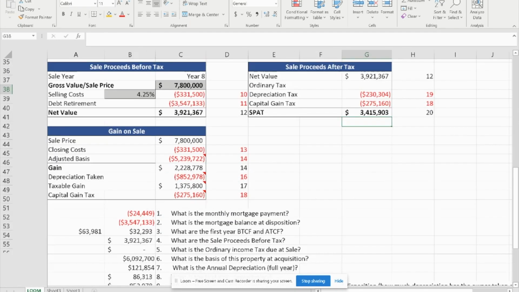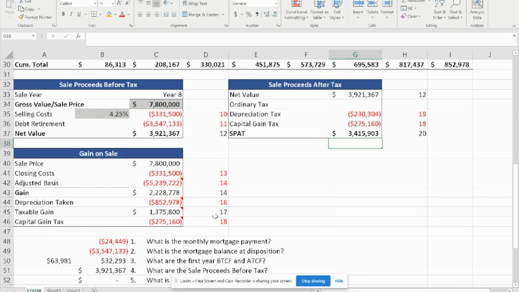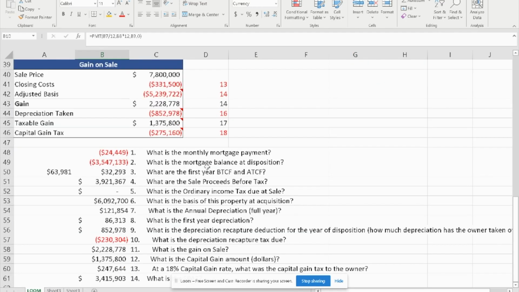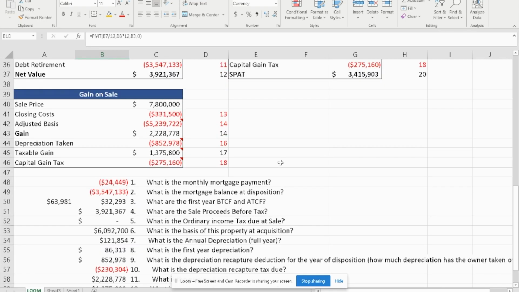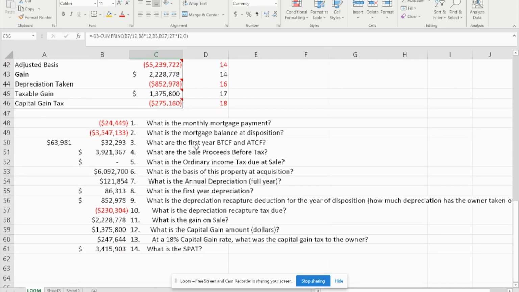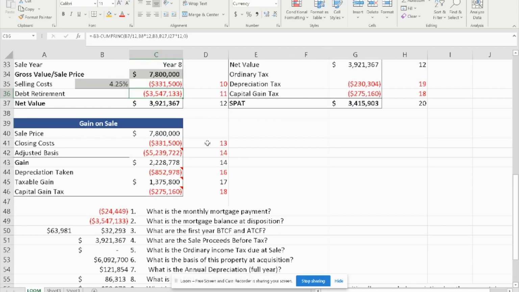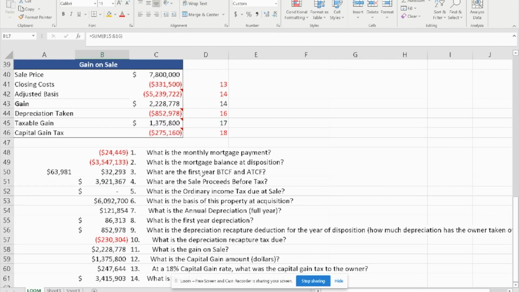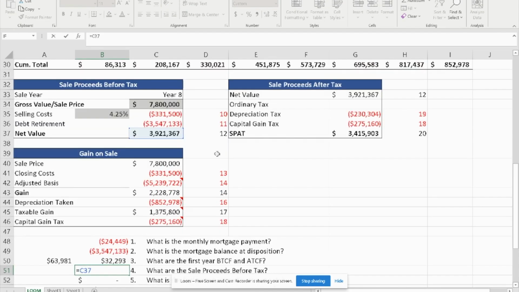So to answer all of the questions that were asked of us, number one is the monthly mortgage payment. That is up here. What is the mortgage balance at disposition? The mortgage balance at disposition is when we calculated the debt retirement, which is the 3.5 million. What are the first year before tax cash flow and after tax cash flow? We have those up here, the before tax cash flow and the after tax cash flow consecutively. We're asked to calculate the sales proceeds before tax. The sales proceeds before tax was $3.9 million.